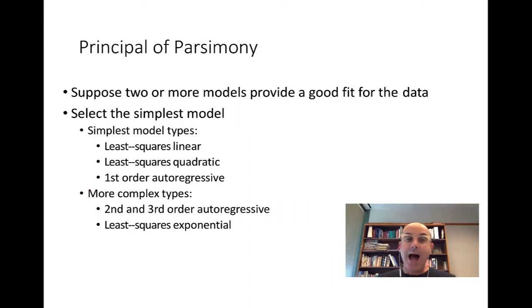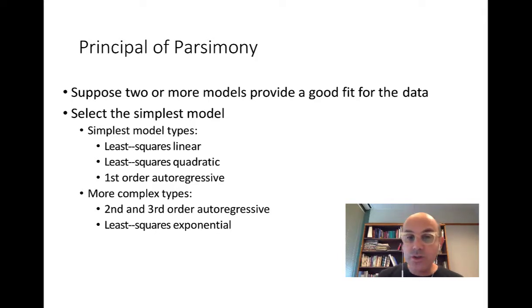I talked about the principle with regard to choosing the right model. Suppose you have 2 or 3 models that provide a good fit for the data. Then select the simple model, that is, at least the least squares linear, or at least the first order autoregressive, and the more complex types have the second and third order autoregressive, and you have the squares and exponential taken into account.